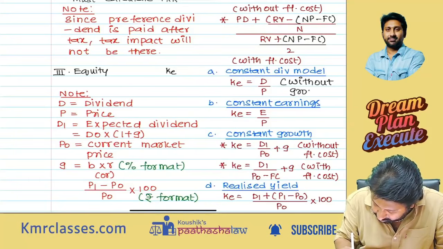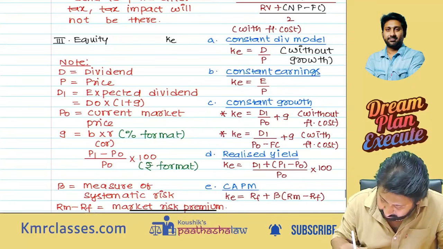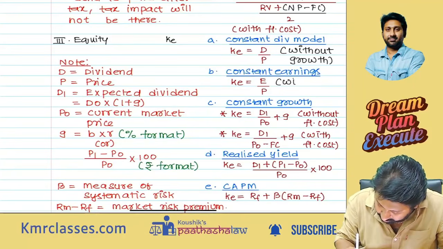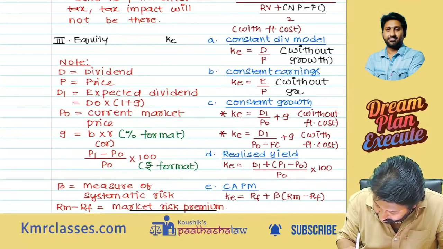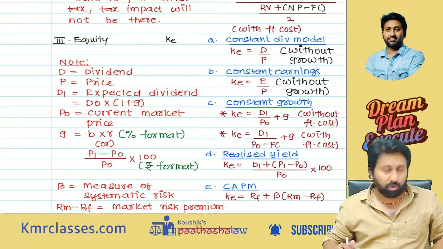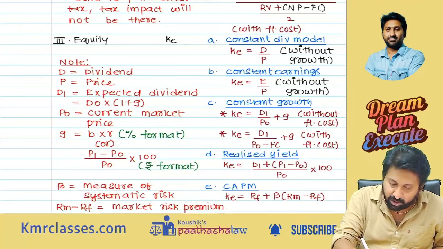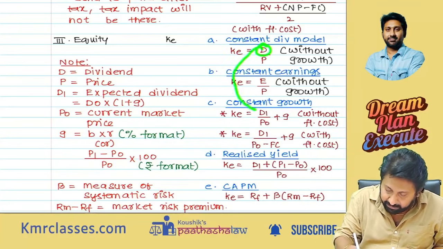Without growth. Here also without growth. So the first one and the second one are without growth. Next one, constant growth. Instead of D, it will become D1.